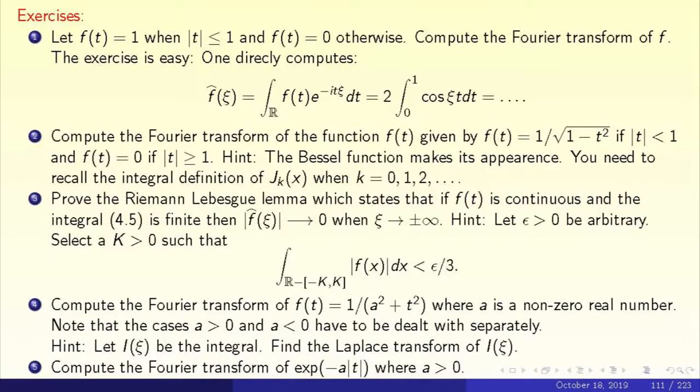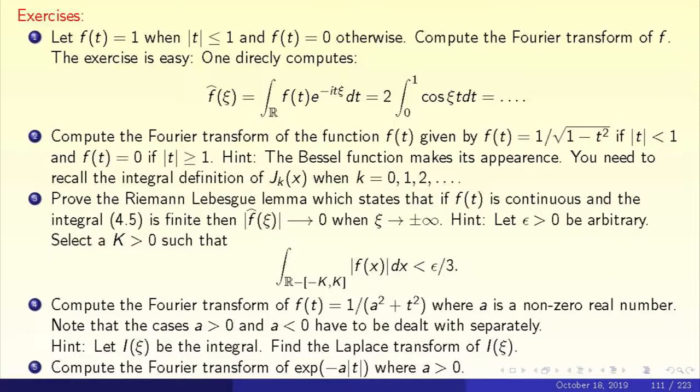Take the second exercise. Compute the Fourier transform of the function given by f of t equal to 1 upon square root of 1 minus t squared when mod t is less than 1, and 0 when mod t is bigger than or equal to 1. Again this function is integrable. It is a non-negative function on the real line and the integral from minus infinity to infinity is finite. Again it is an even function.